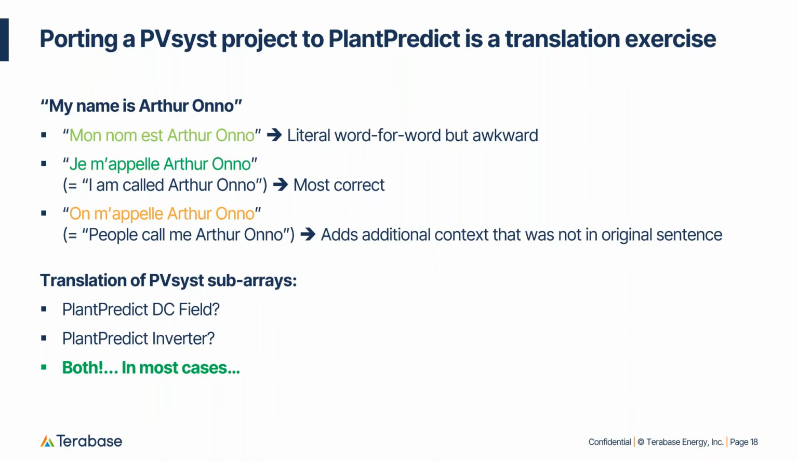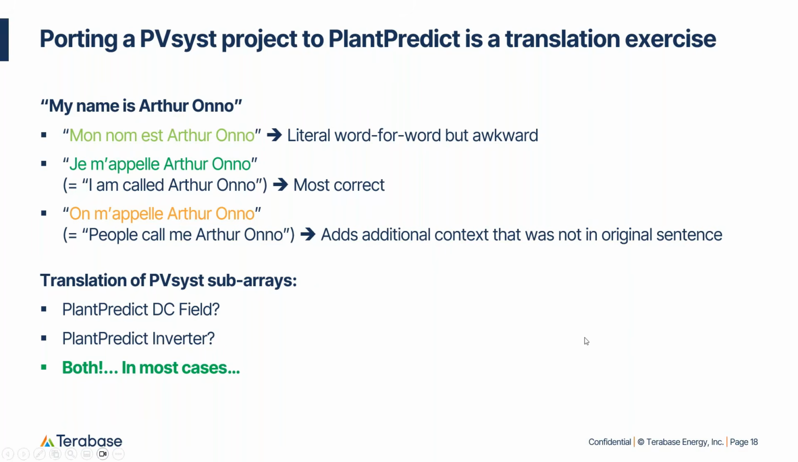When you take a PVsyst project and you add it into PlantPredict, you have something similar. How do you make it the most correct possible without adding too much context? But you do need to add some context because PlantPredict has fields that are not present in the original PVsyst project. So, for example, you take the concept of the subarray in PVsyst. What does it translate to in PlantPredict? Is it a DC field? Is it an inverter? Is it both of them?